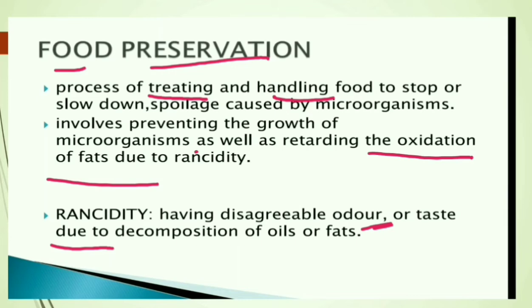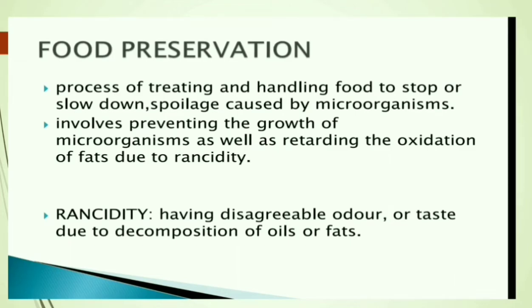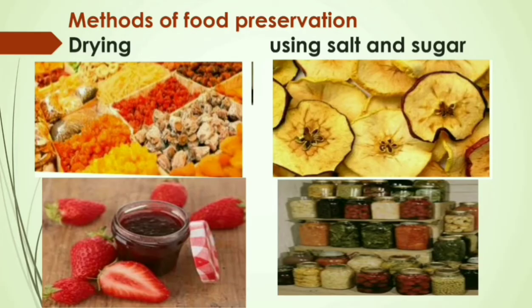So these are some of the reasons we need to preserve our food, and there are different methods to preserve food. That is, the very first is drying or using salt and sugar. We know हम लोग अपने wheat, rice, grains सबको dry करके ही store करते हैं. These are spices, they are stored by drying. Like these banana chips and all, they are also sun dried, right?